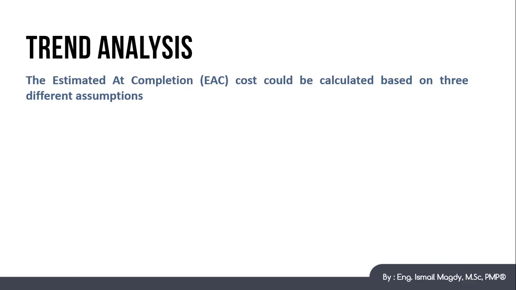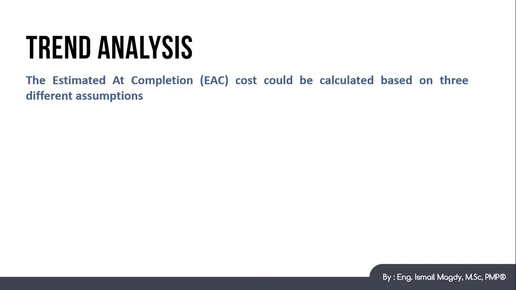When the CPI is higher than 1, this means that the project is having a good financial performance, which means it is expected to finish with a cost less than the original budget if we kept going with the same performance till the end. And if the CPI is less than 1, this means that the project is having a poor financial performance, which means it is expected to finish with a cost higher than the original budget if we kept going with the same performance till the end.